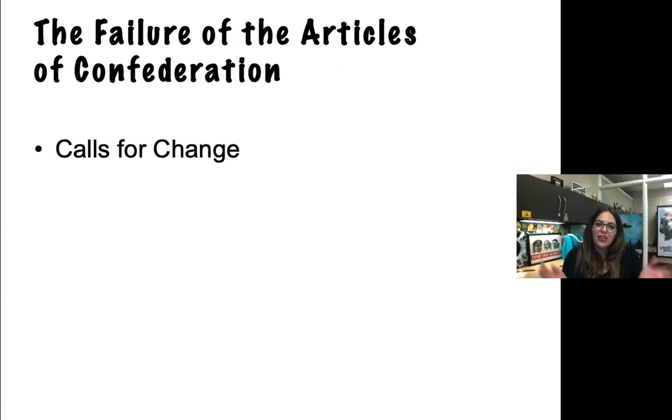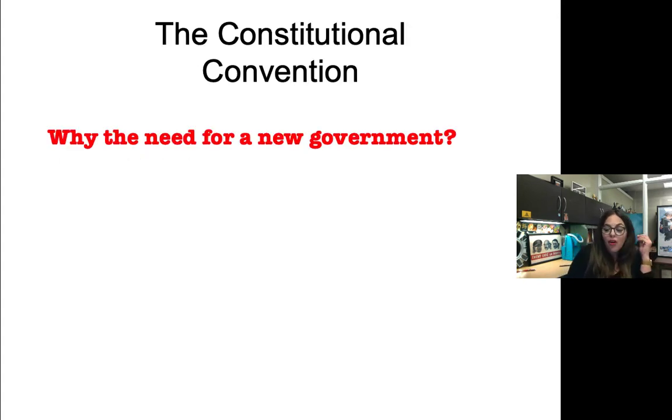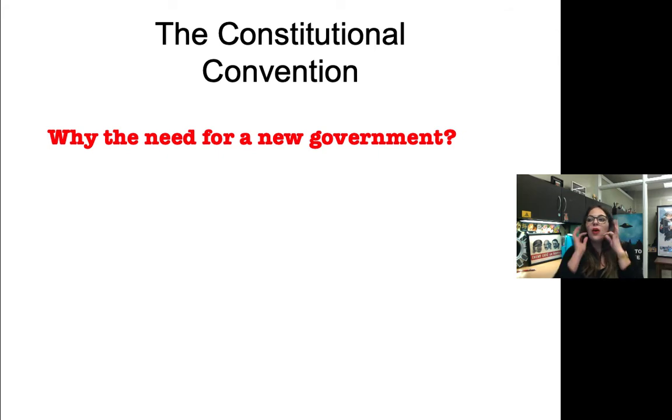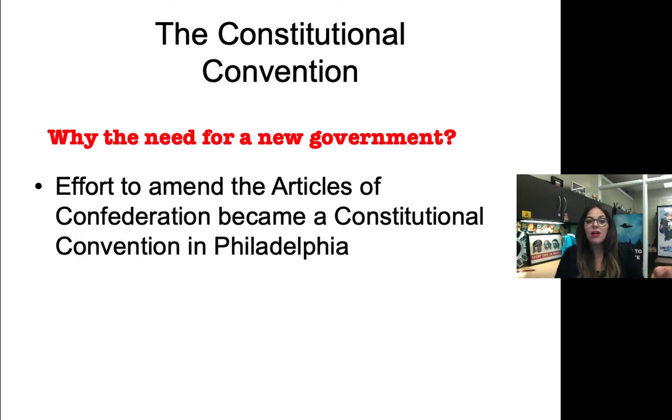So, this is where the failures of the Articles of Confederation come in. There are calls for change. Like I said, all of the reasons why they have to fix it. It is completely broken. There's just something fundamentally wrong with it. And so at the Constitutional Convention, they're going to have a meeting, right? They are there to amend the Articles of Confederation. That means to fix it, okay?